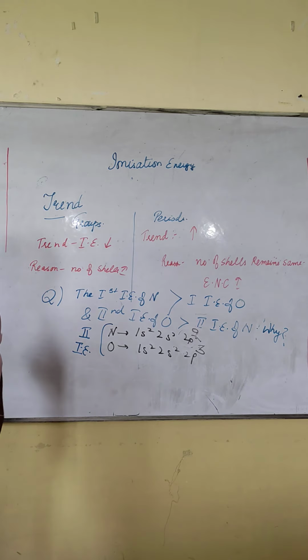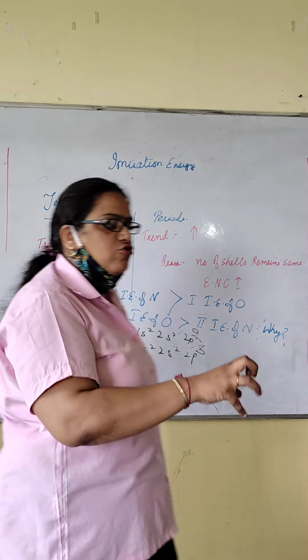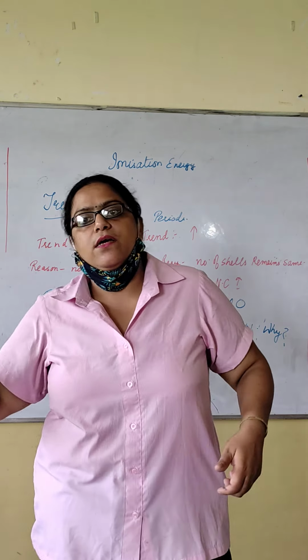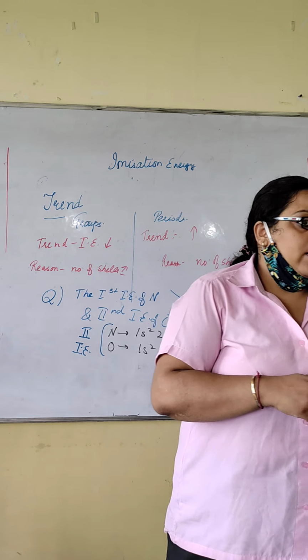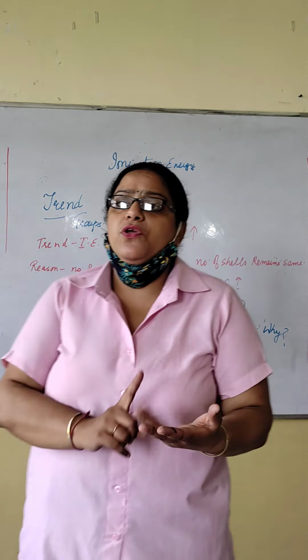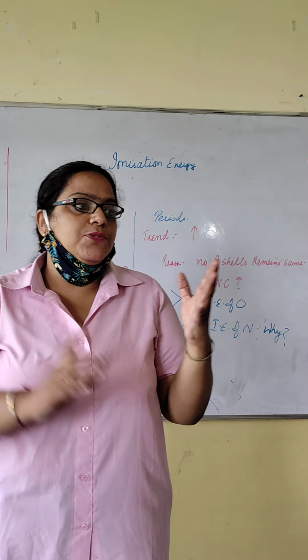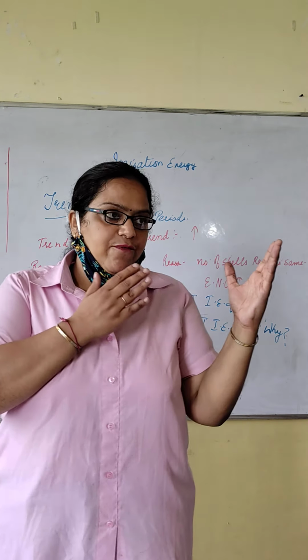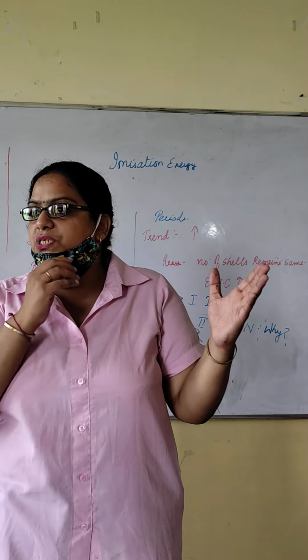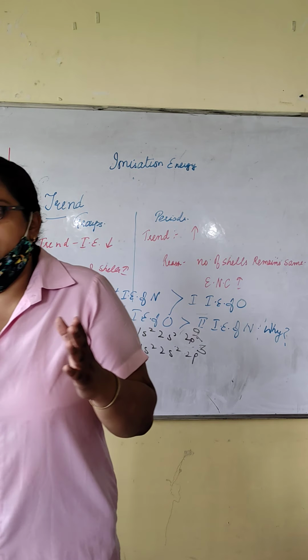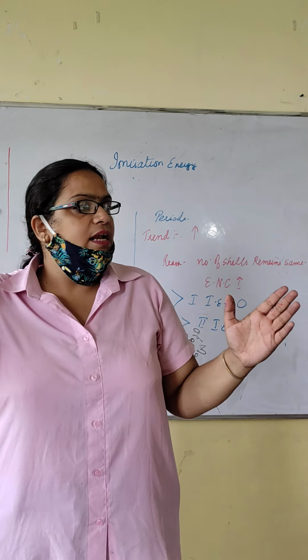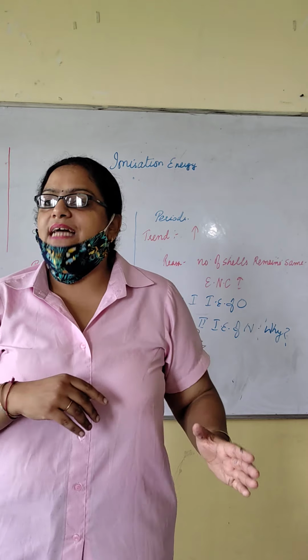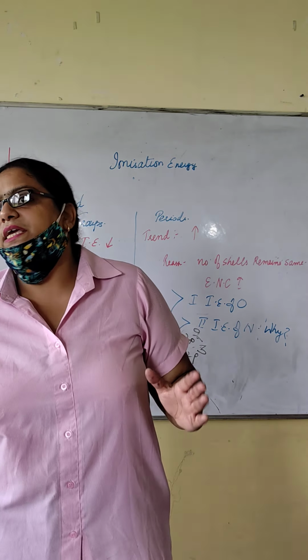Next we move to ionization energy. Ionization energy is the energy required to remove an electron from the ground state. It depends on so many factors like nuclear charge. The more the nuclear charge, the more is the IE. Electronic configuration: half-filled and fully filled have stable configuration and they have more IE. The more the screening effect, the less is the IE. The more the size, the less is the IE.